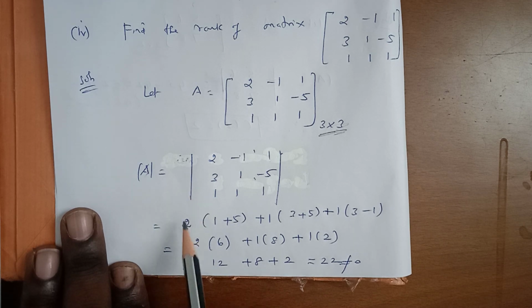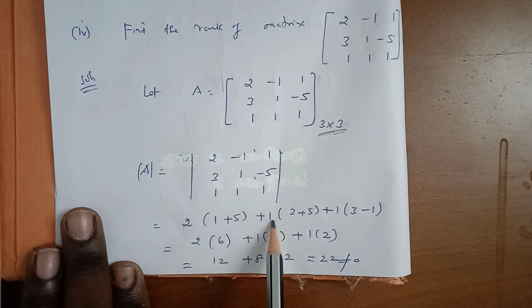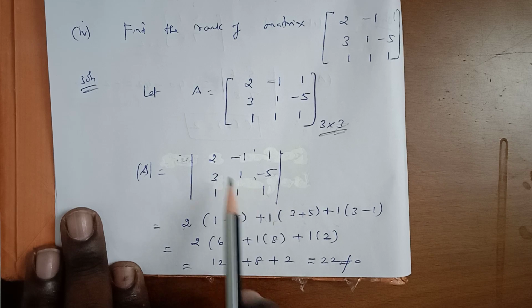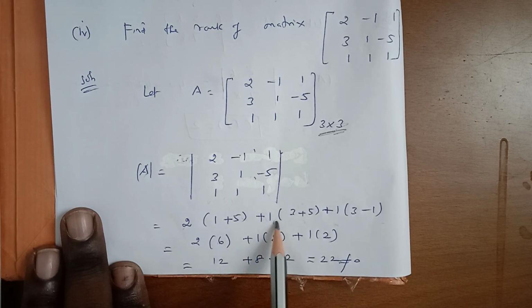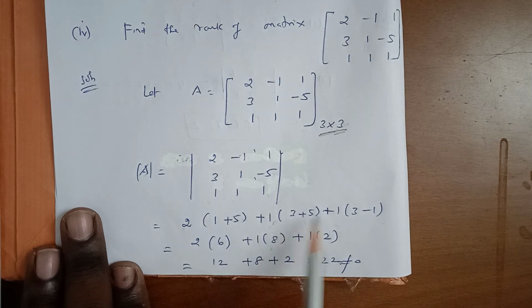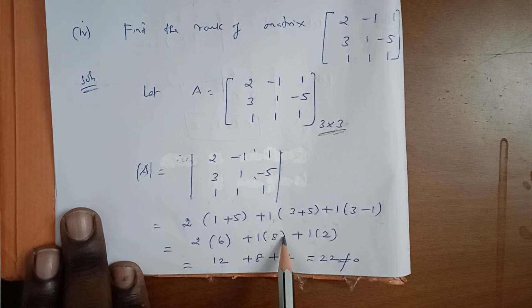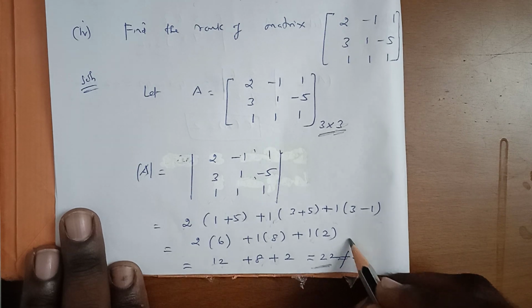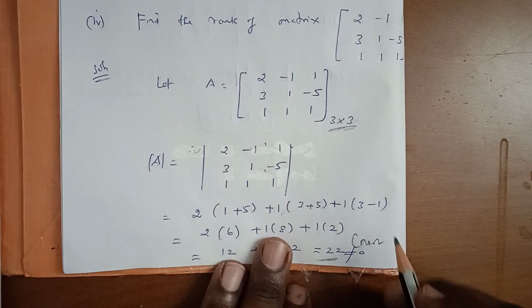The cross multiplication: 2 into (1 plus 5), again minus 1 into (3 plus 5), again plus 1 into (3 minus 1). 2 into 6, 1 into 8, and 1 into 2. 2 into 6 is 12, 1 into 8 is 8, and 1 into 2 is 2. Total value is 22. 22 is not equal to 0. So this is non-singular.